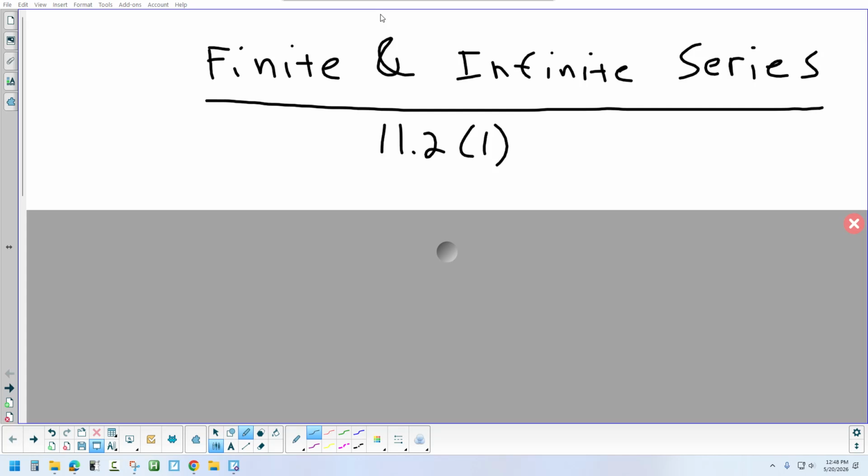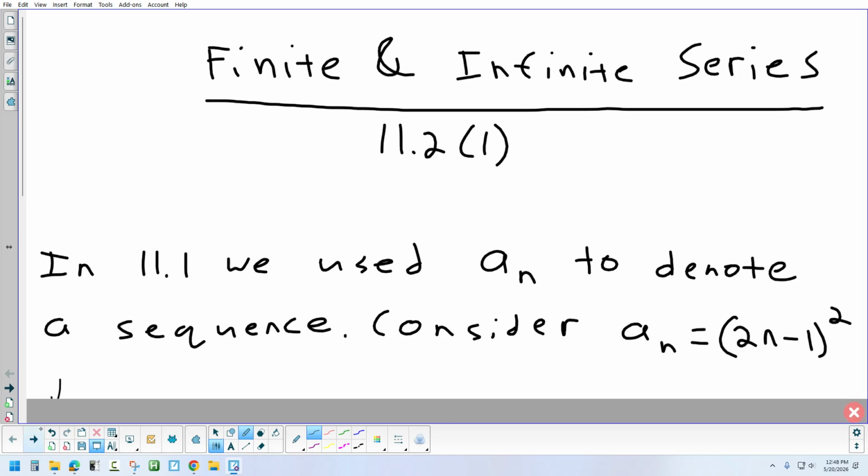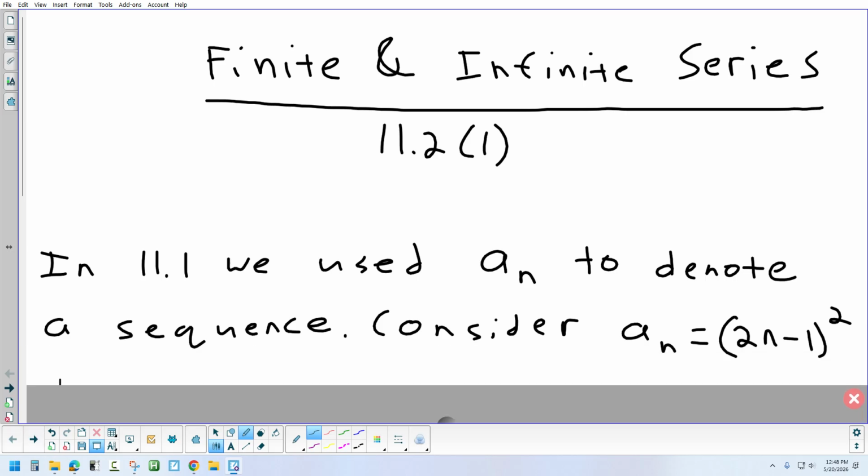Right, so we are going to look at 11.2, which is what we call finite and infinite series. We've already talked about the notation that we use for a sequence. The difference between a sequence and a series is that a sequence is just a list of numbers. A series is when you add up the list of numbers and get an answer.